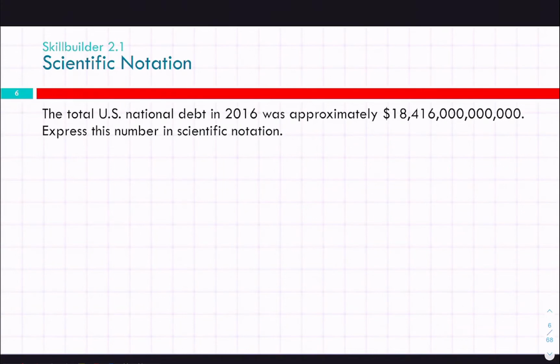All right. I don't know what the national debt is now, but the national debt in 2016 was $18,416 billion. That would be a very cumbersome number to write out every single time, so scientific notation definitely helps with this. It's 1, 2, 3, 4, 5, 6, 7, 8, 9. Okay, so our decimal place is here. Where am I going to move the decimal to get a number between 1 and 10?